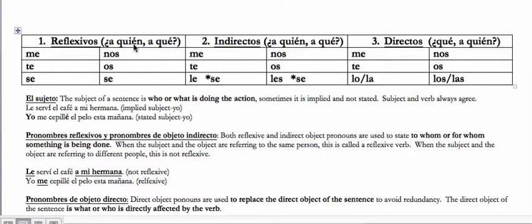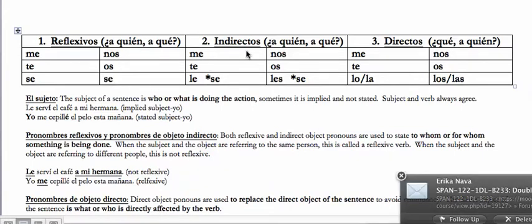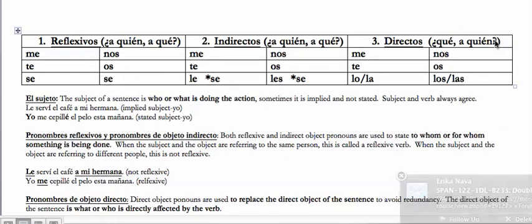So to whom or for what, like it could be an object that does something for itself, although it's not as common in what we studied. Número dos, indirectos. We learned that we can do something to or for somebody or something. And we learned directos, which is literally direct. You notice that there's no "to" here. We say what or who.